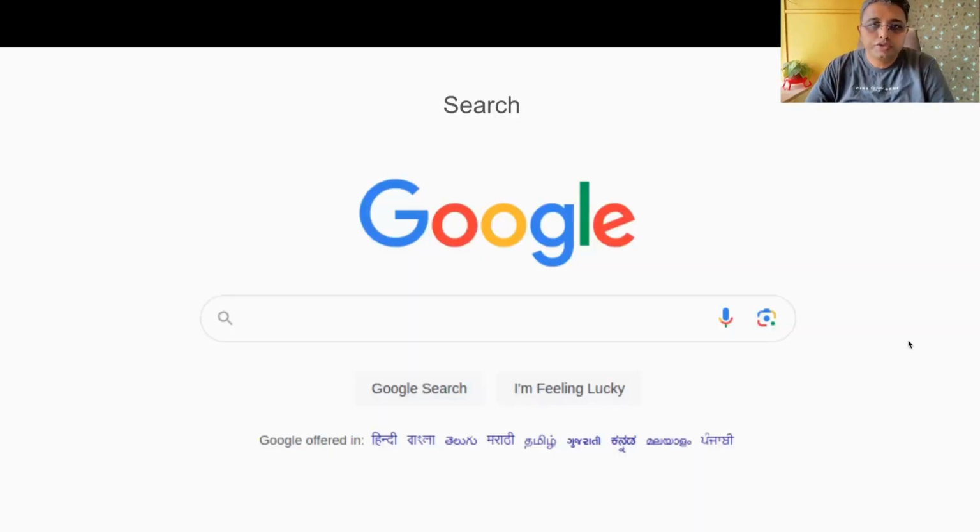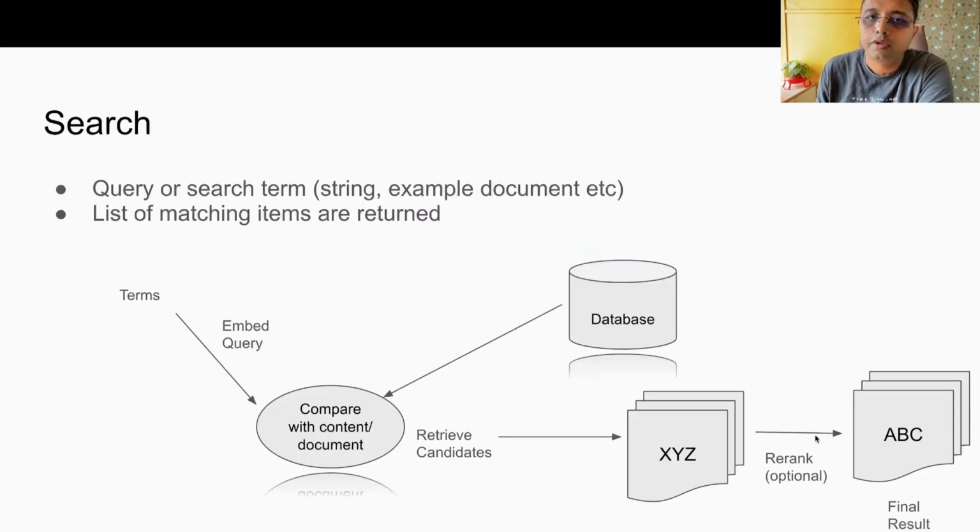Now, as you see, this is how the Google search screen looks, and whatever search you perform on Google is actually a semantic search. I will explain how search normally works. Once you type something, it is taken as a query, or you can say a search term or a string, and it is embedded in the language which the algorithm understands.